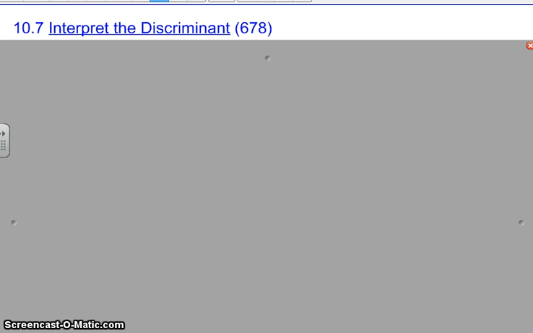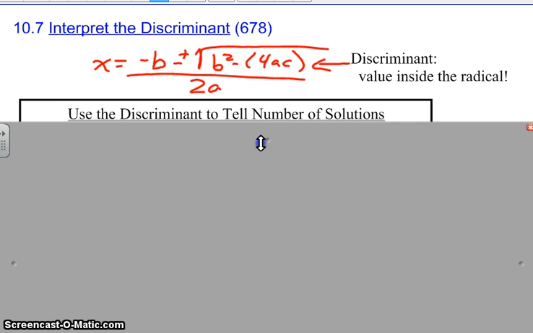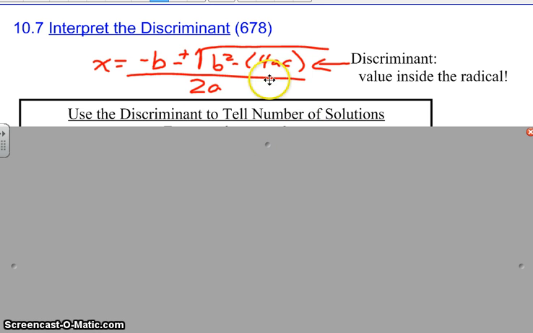The piece of the quadratic formula that helps us do this is what is inside the radical. Did I actually get it right? Well, it's b squared minus 4ac. I got part of it right. What is inside the radical? We can use that to tell the number of solutions of a quadratic equation.